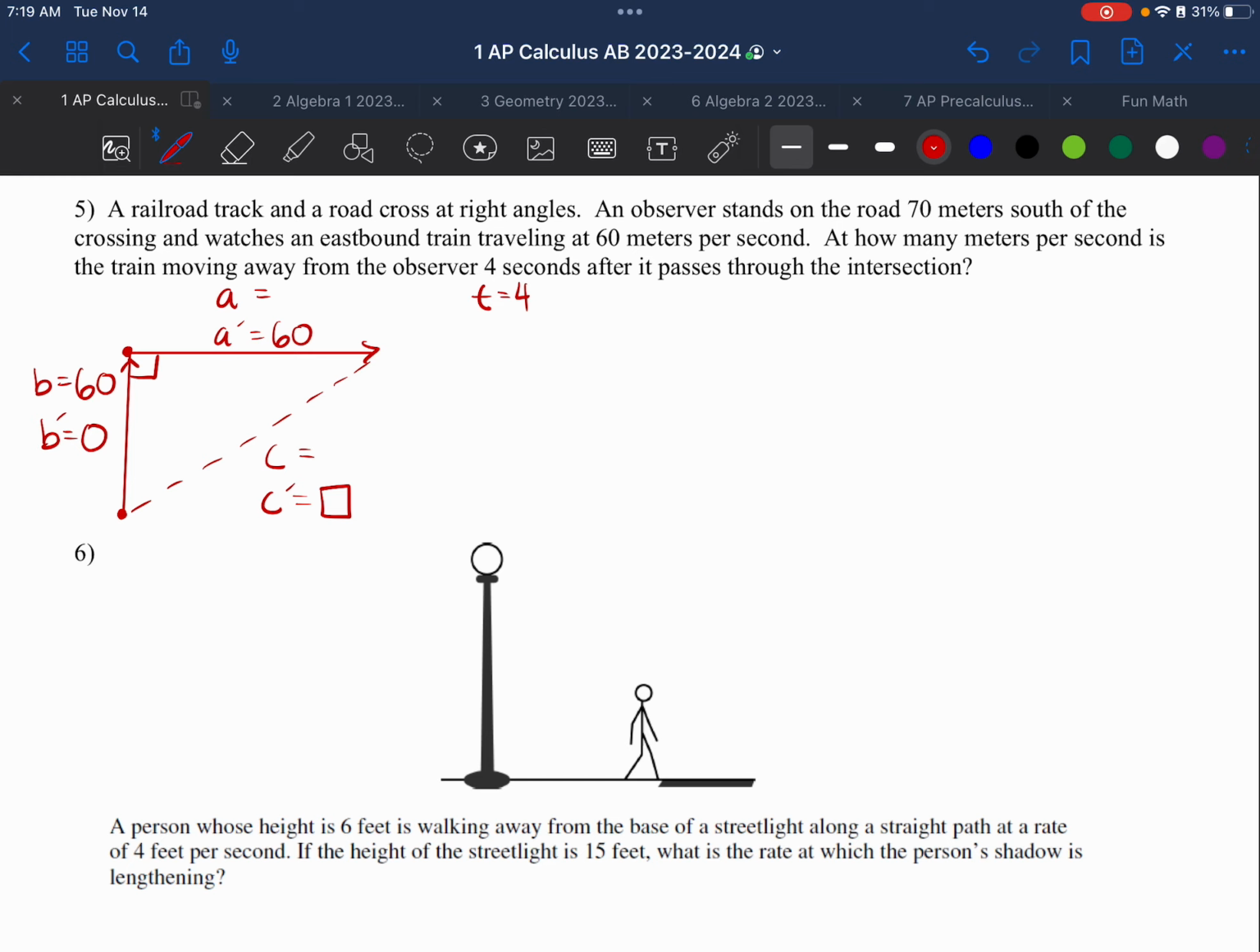Oh, okay, we can find an A because we know a speed and we know a time, and I know this handy-dandy formula that tells me distance is equal to rate times time, which means in order to find A, the distance of A will be the rate of A, which in this case is 60, times the time, which we know is 4 seconds. Luckily, the units do cancel out here.